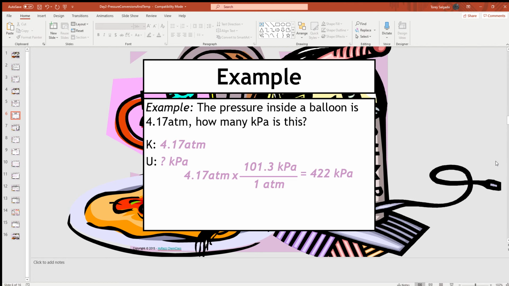So hopefully not too bad. We're just multiplying and dividing there, converting from atmospheres to kilopascals.